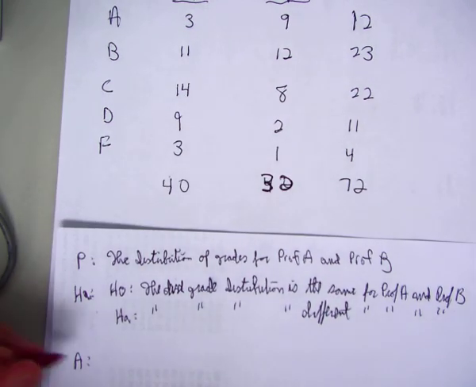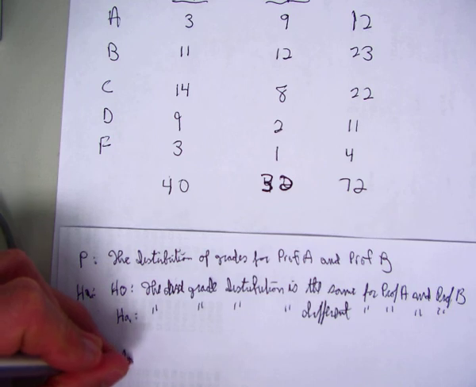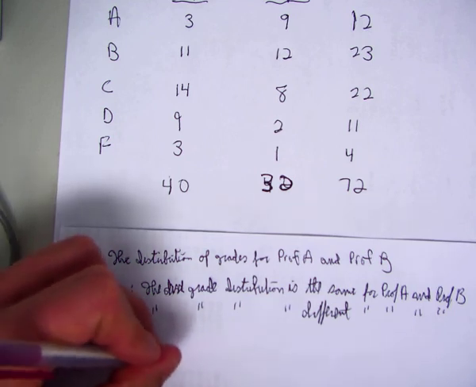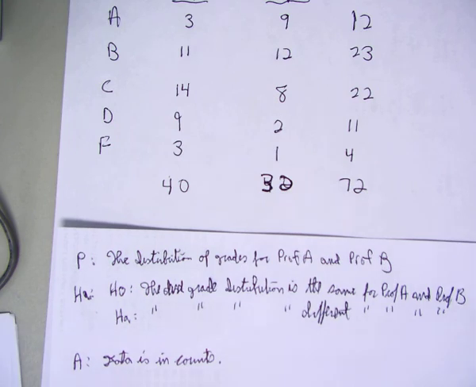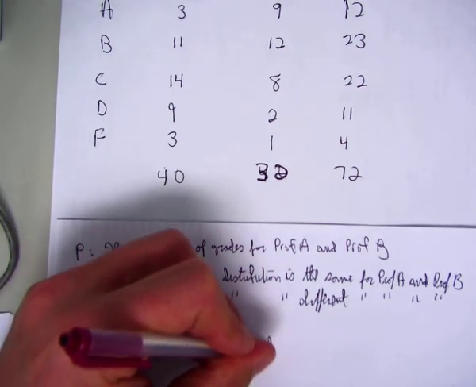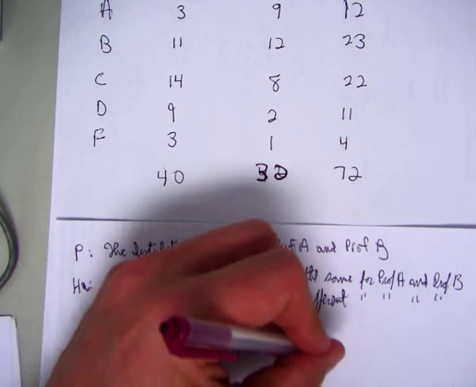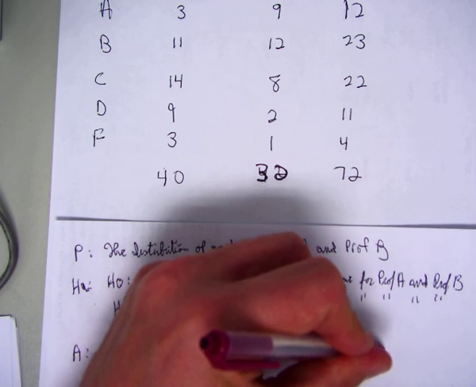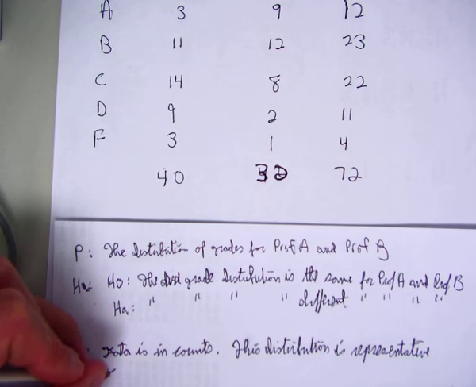Okay, the assumptions and conditions. The data is counted data, so data is in counts. It doesn't say that this is random, so we'll assume that this distribution is representative. And then we've got to check the ECFs, right? So let's check the ECF deal.